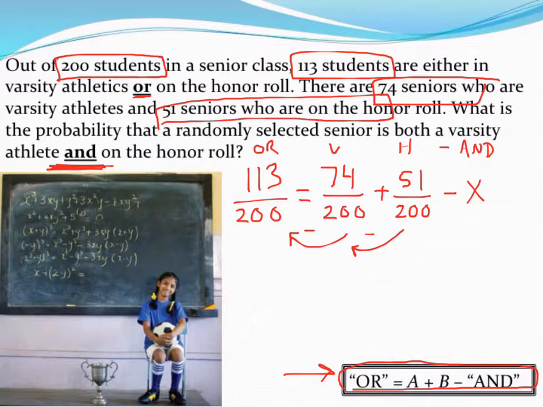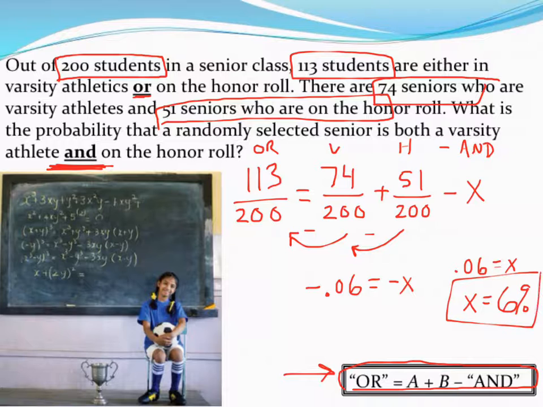So subtracting both of those, that would leave me with a negative answer of negative 0.06, but that's okay because that would be equal to negative x. You can go ahead and take out a calculator and double check that for me. So dividing both sides by -1 gets me 0.06 equal to x. Remember, x stood for the probability that the students are on both varsity sports and on honor roll. If I change that back to a percentage, then I get a probability of 6% that they're on both.